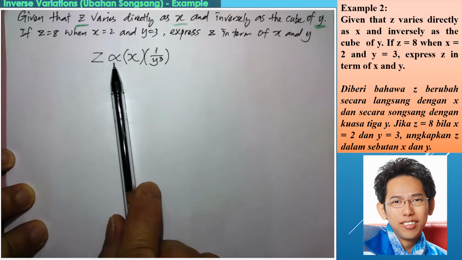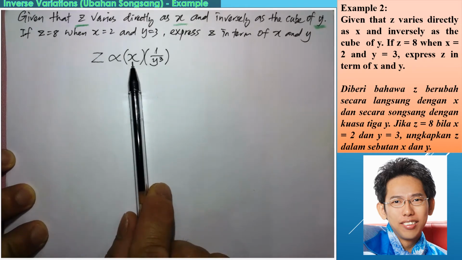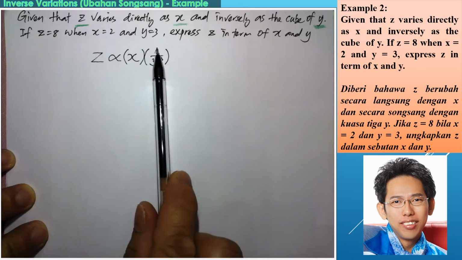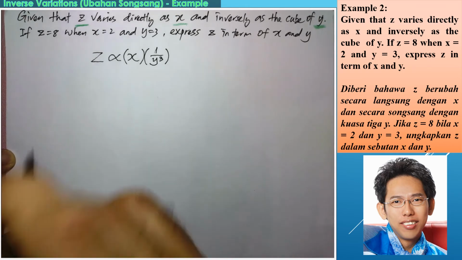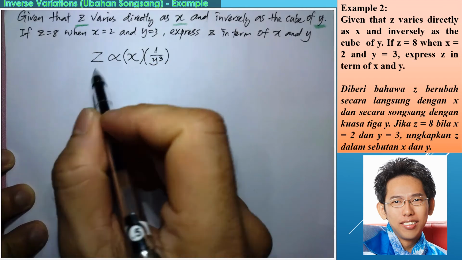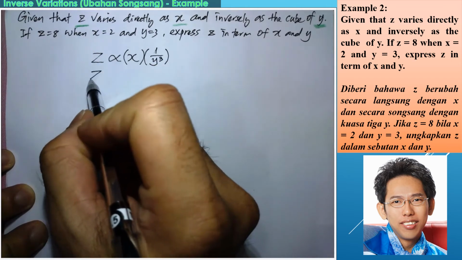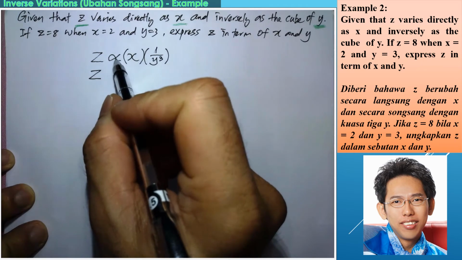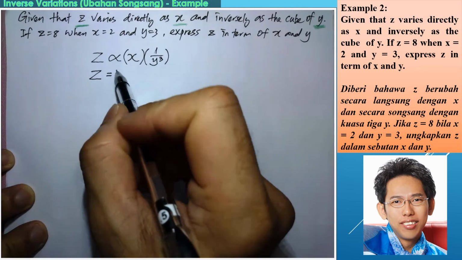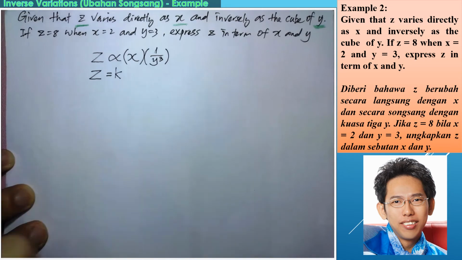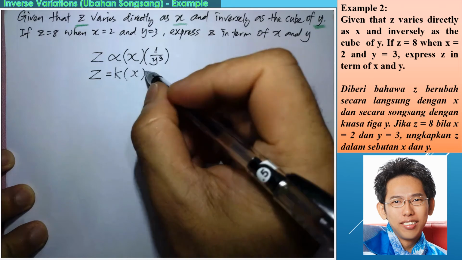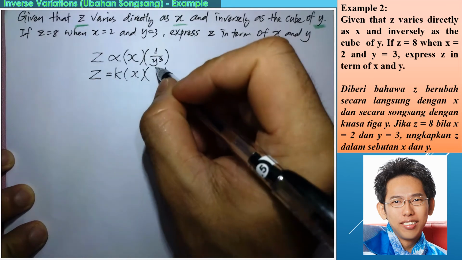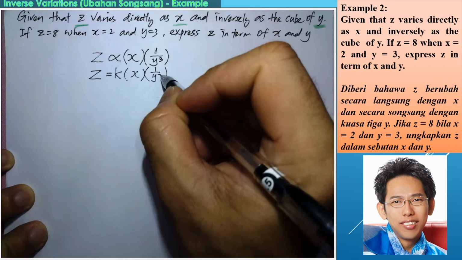Z berubah secara langsung dengan X dan berubah songsang dengan kuasa 3Y. Okay, so seterusnya, the next step is we rewrite everything to become equations. Z variations we change to equal to K. Okay, and the rest are the same. X and this one is still the same thing, 1 over Y power 3.